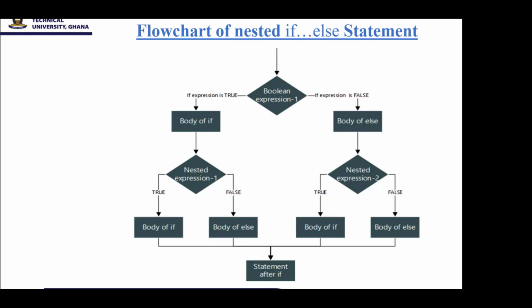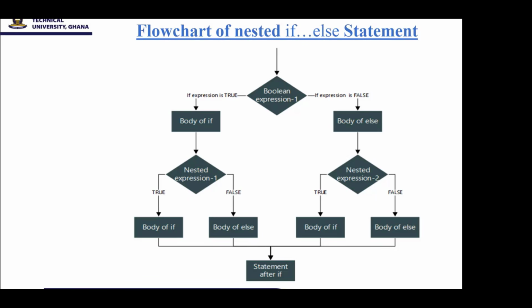Now, that is for the body of the if of this program itself. When we move on to when the Boolean expression 1 is false, that is when we are looking at the else side, which also has another nested if-else statement in there. With that one, if it is true, the body of the if of that nested if-else statement is executed. And then if it is false, the other side is executed.